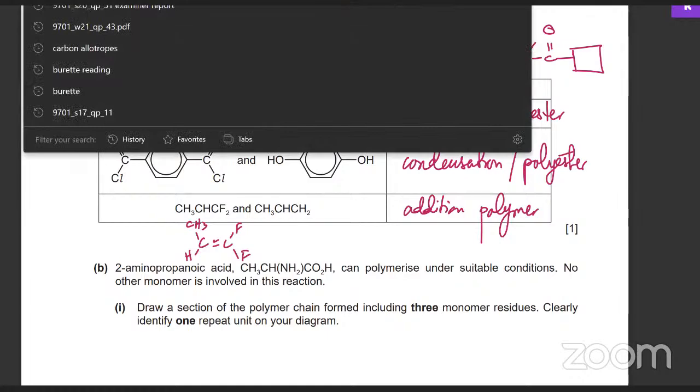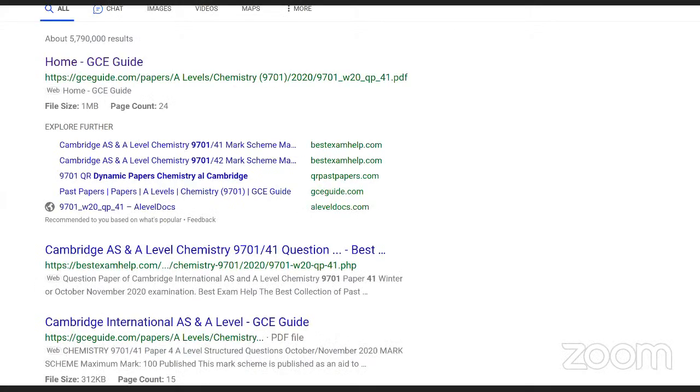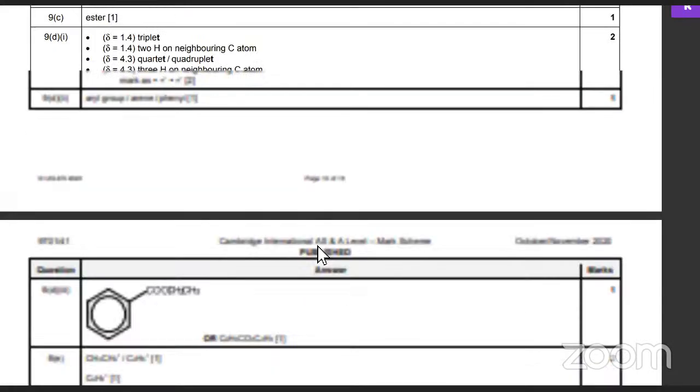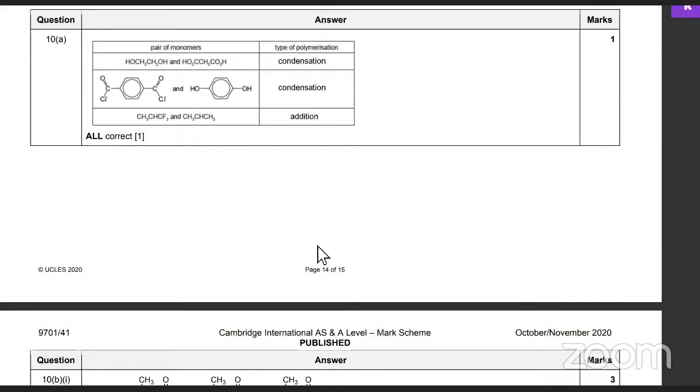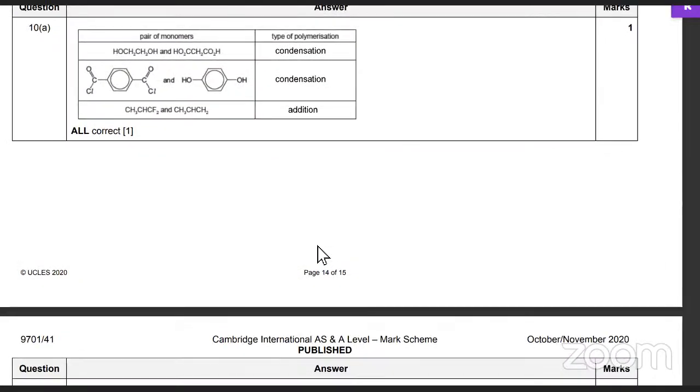Let me just check. Yep, condensation, addition. That's it.